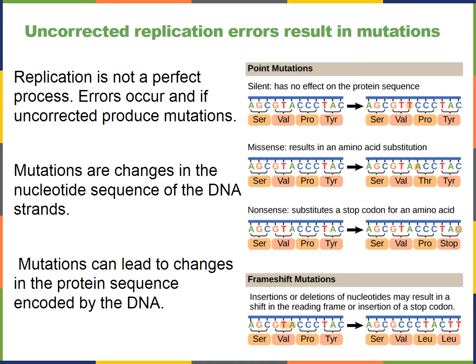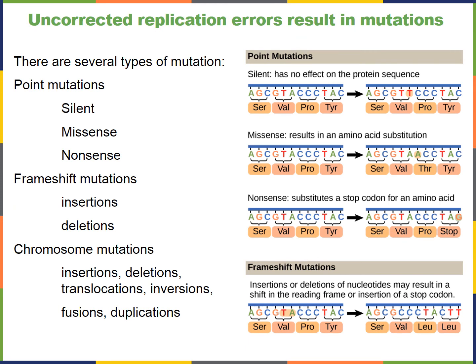Let's say we don't have the machinery in place to detect replication errors, and that sometimes happens. Sometimes uncorrected replication errors do occur, and those result in mutations. So mutations are changes in the nucleotide sequence of DNA strands, and mutations can lead to changes in the protein sequence that's actually encoded in DNA. So on the next couple slides, we're going to talk about the different types of mutations, whether mutations are point mutations or frameshift mutations. So there are several types of mutations.